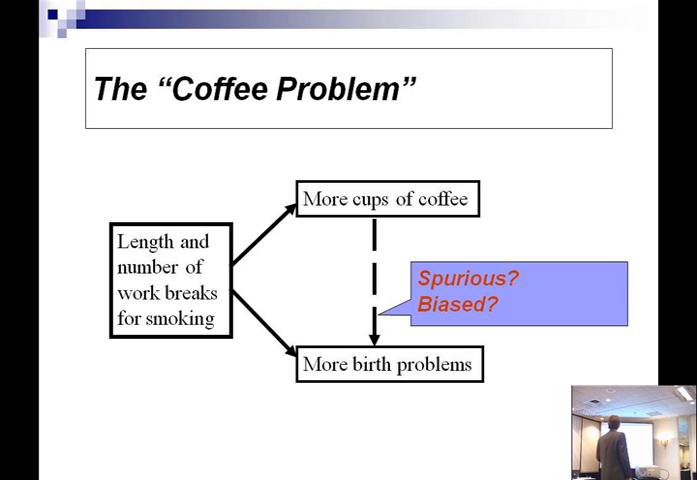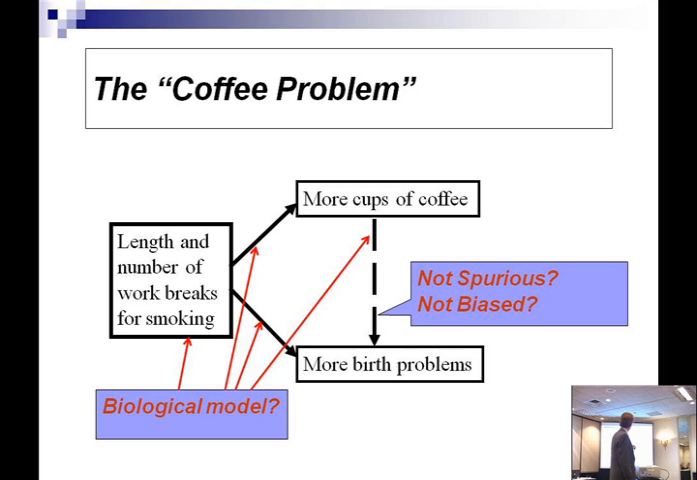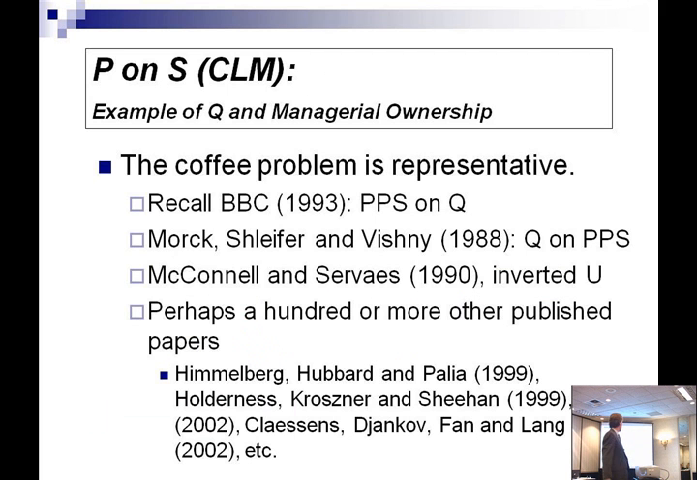And then one thing you might do is actually control for that, in which case it might not be spurious, it might not be biased anymore. And even better than that, you might build a structural model of cellular biology and physiology to try to understand the way to best control for this kind of stuff, and maybe even figure out the determinants of length and number of smoking and coffee breaks too. Okay, so this coffee problem is absolutely representative.